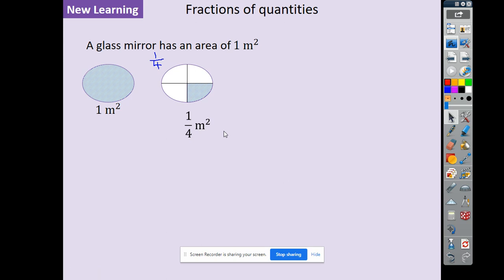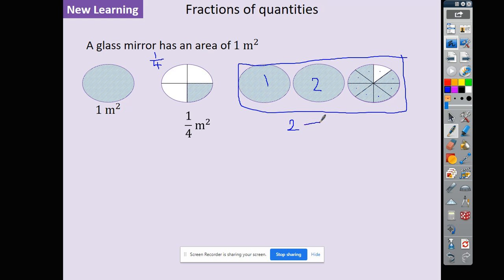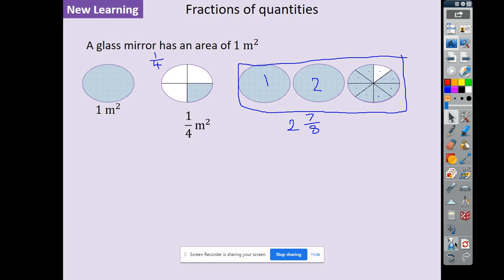So let's have a look at another example. So what about with these here? What have I got here? Now here I've got 1 whole one. Now I've got 2 whole ones. So let's write this as a mixed number, 2. And then this final one has been split into how many equal parts? 1, 2, 3, 4, 5, 6, 7, 8 equal parts. And I had 7 of them shaded. So we would write that as 2 7/8.